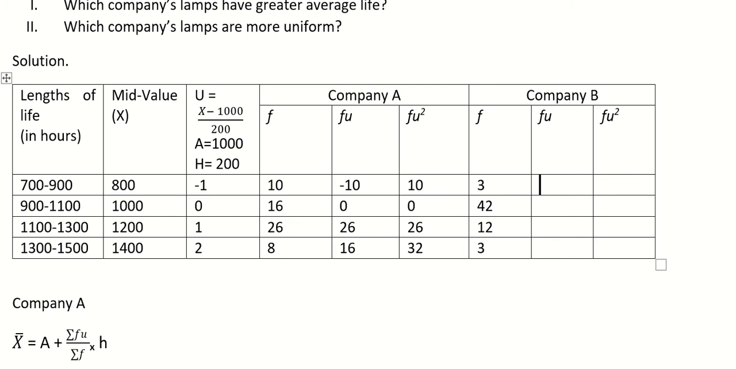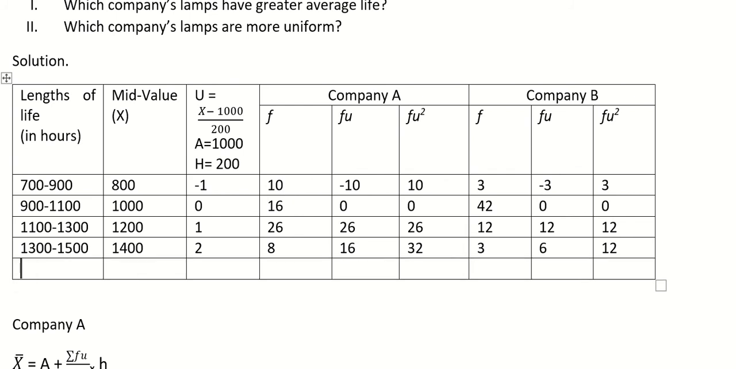For company B, f is 3. 3 into u, which is minus 1, will become minus 3. Then we have 42 into 0 is 0. 12 into 1 is 12. 3 into 2 is 6. And fu square here is fu into u. So minus 3 into minus 1 becomes plus 3. 0. 12 into 1 is 12. 6 into 2 is 12.